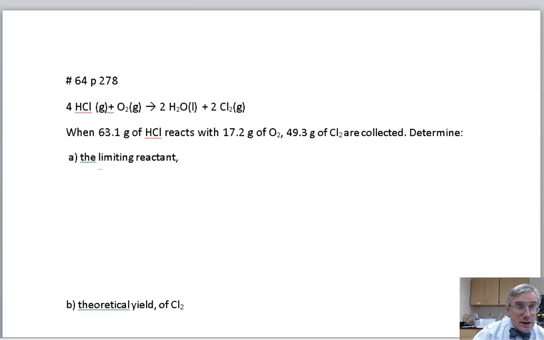All right, Dr. Fraser here. We're going to just run through a basic stoichiometry problem here. And this is one that's found in your textbook. It's on page 278, and this is number 64.